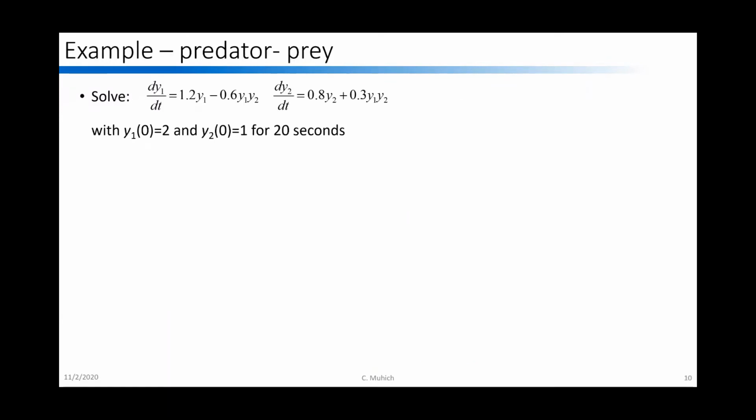I now want to show you an example of using the built-in MATLAB solvers. We're going to look at a predator-prey problem again. Remember from last time that this is a case where we have two sets of variables, y1 and y2, which are changing, and they're both dependent on each other. In this case, we're going to use these formulations of the predator-prey model with dy1 dt equal to 1.2 y1 minus 0.6 y1 y2, and then dy2 dt equals 0.8 y2 plus 0.3 y1 y2. Let's go in and use those in MATLAB, and I'll see you over there.